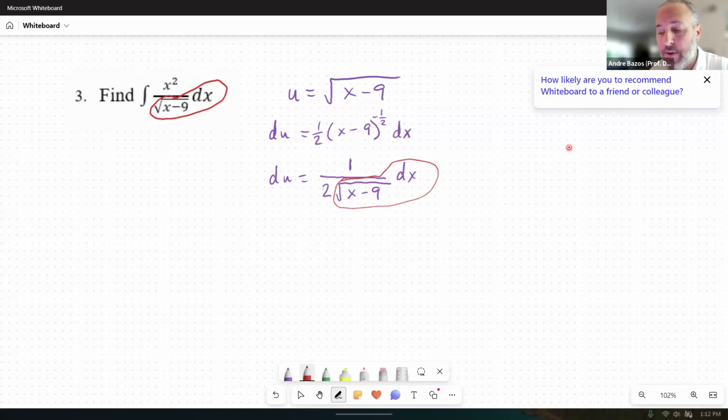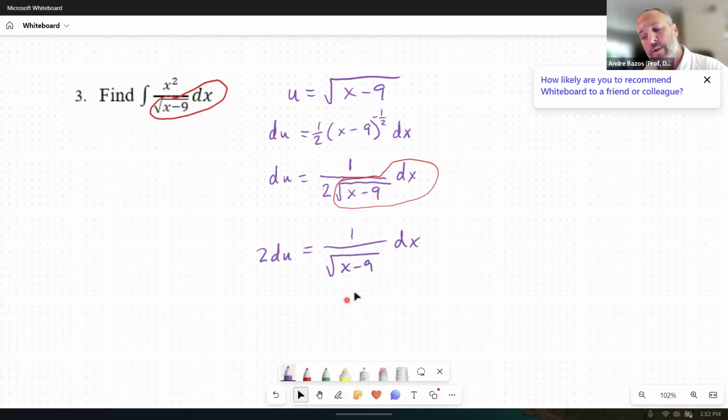Now I'm looking at this, and I have everything listed right here. I'm going to have to undo that circling, but that's that right there. Where this is in the bottom, that's in the bottom, so I can replace that stuff with that. But I still have this 2 there. So let me do one little step. I'm going to multiply by 2. I get 2 du is equal to this thing, 1 over the square root of x minus 9 dx. Now I can replace all this red stuff here with this 2 du.